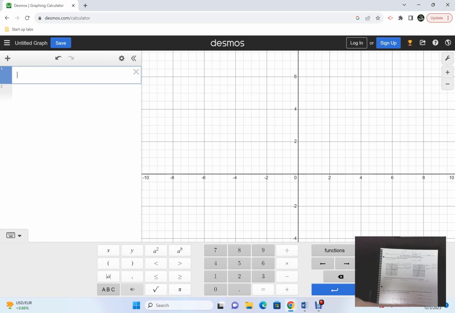On my little Desmos thing, which we do have access to, where's my cursor? We would just type in the equations. It's 2x plus 6. We're just looking for the x and the y-intercept. So the x-intercept is -3, 0. The y-intercept is 6, 0, or 0, 6, sorry. 0, 6. Okay, that was really tough.